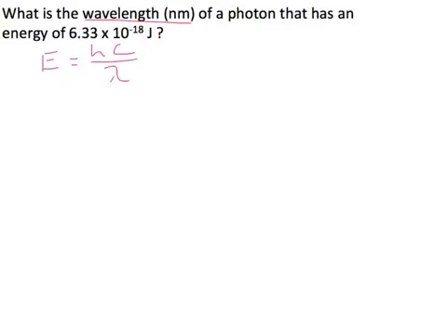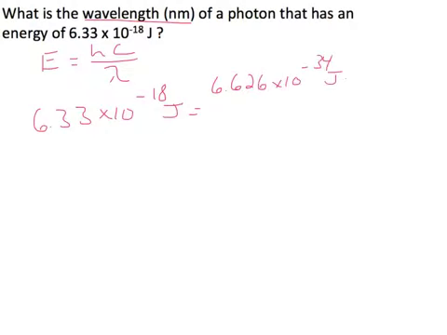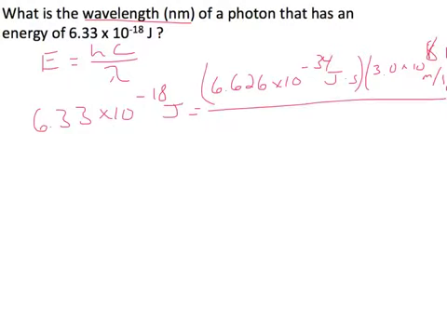We know that the energy of a photon is 6.33 times 10 to the minus 18th joules. We know Planck's constant is 6.626 times 10 to the minus 34th joule seconds. We know the speed of light is basically 3.0 times 10 to the 8th meters per second, or 2.998 times 10 to the 8th meters per second. And we then are dividing that by the wavelength.